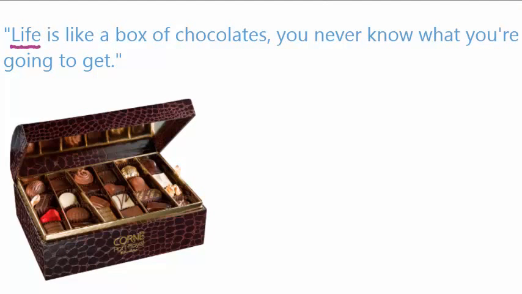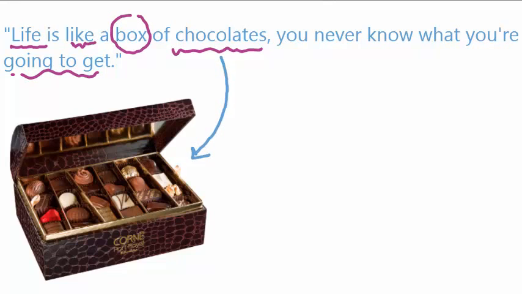Life is like a box of chocolates. So life is like a box of chocolates. You never know what you're going to get. Now, this comparison of chocolates and life is a simile. So it's comparing life to chocolates. And there are a lot of assorted chocolates. There's a variety of chocolates. There's a range of chocolates.